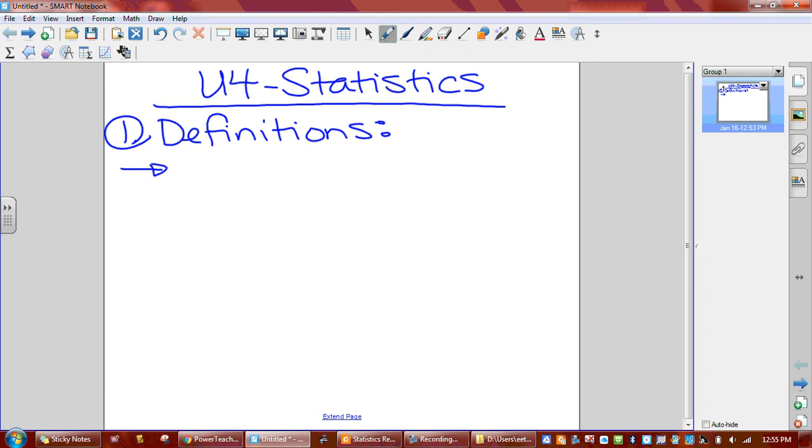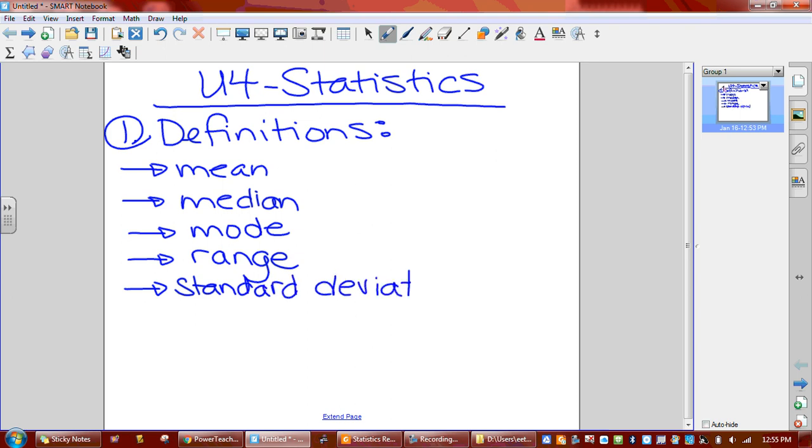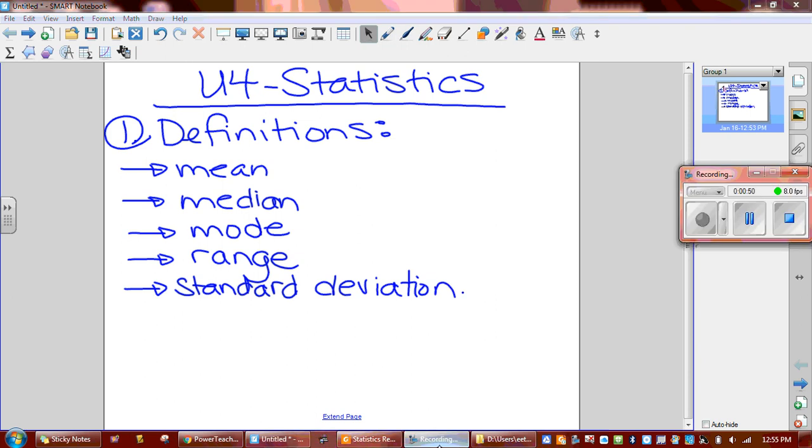We need to know what mean is, and the symbols, median, mode, range, and standard deviation. Okay, we'll talk about those in a moment. I'm just going to get you to write those down.